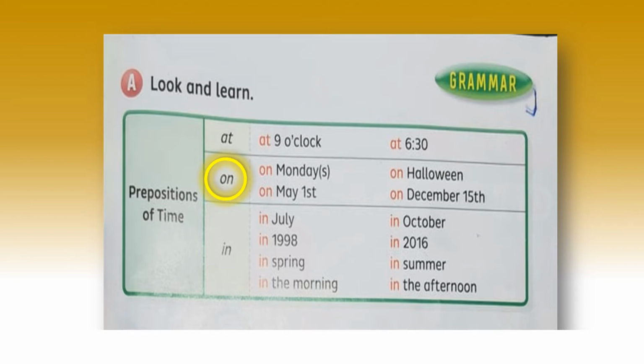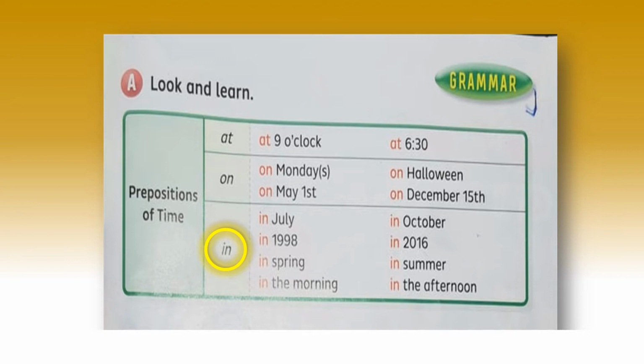Okay, so the last one, in. We use in for months and years and times of the day. Oh, and here is a new one, the seasons. Okay, so let's look. In July, in 1998, in spring, in the morning, this is a part of the day, isn't it? The morning, it has a start and it has a finish, and there is time in the middle. It's like a box. You can put things into the morning. It has a start and a finish in the morning.